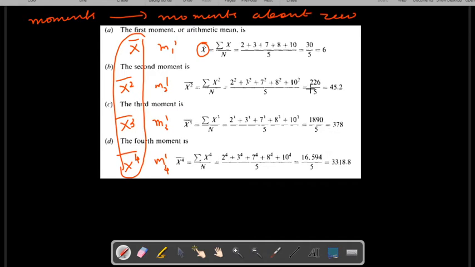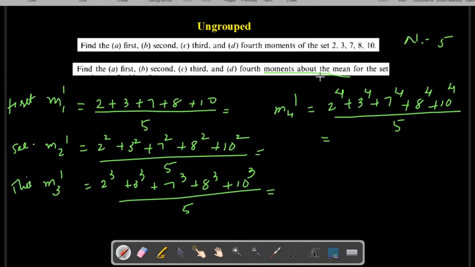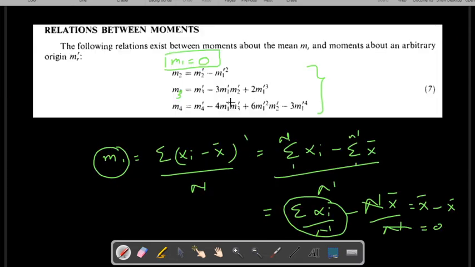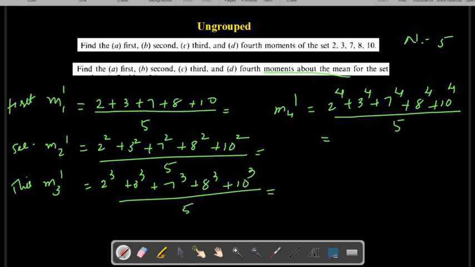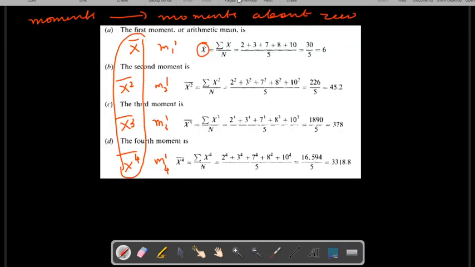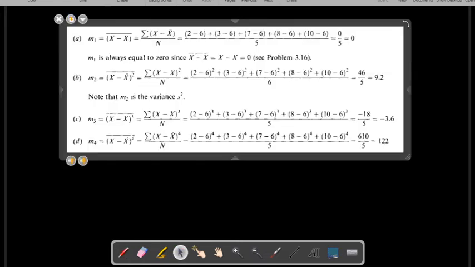Now you have to find the moments about the mean, correct? Moments about the mean, two ways you can do. One, you can do directly using the formula, or you can use the relationship to find the moments about mean. So first I will show you how to use the formula, then I will show you how to use the relationship. For the next page we are going to use the formula. So this is the central moment calculation.